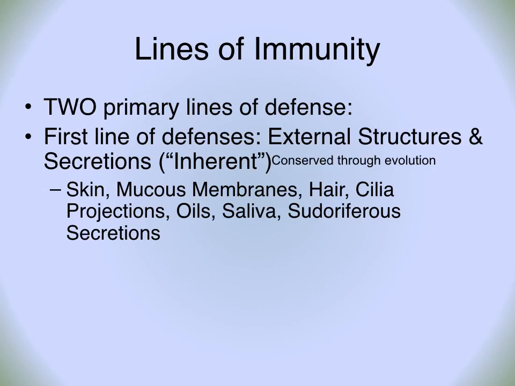These include things like skin and mucous membranes, hair, cilia projections, oils, saliva, sudoriferous secretions, anything that makes either an inhospitable environment to pathogens or anything that creates a permanent barrier around the body, where if we can keep the barrier intact, we're able to make sure that nothing will enter through the integument into the body proper.